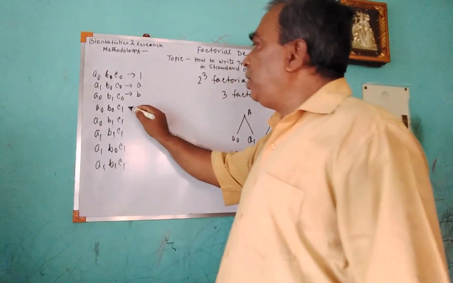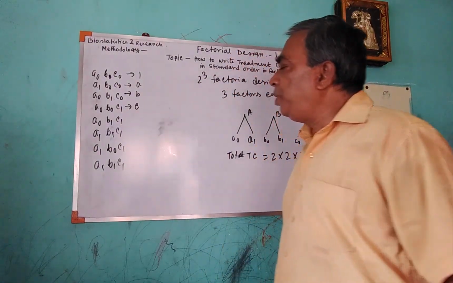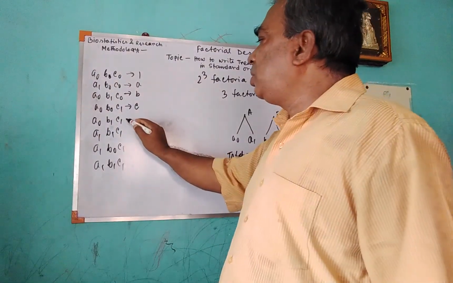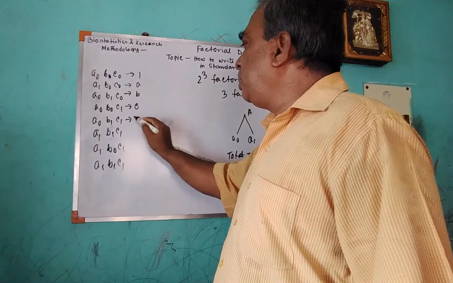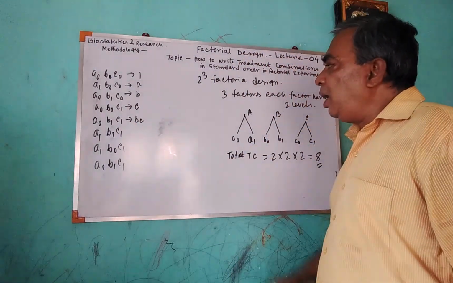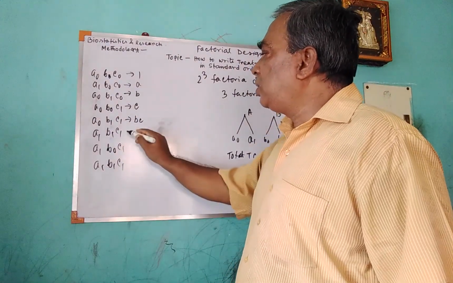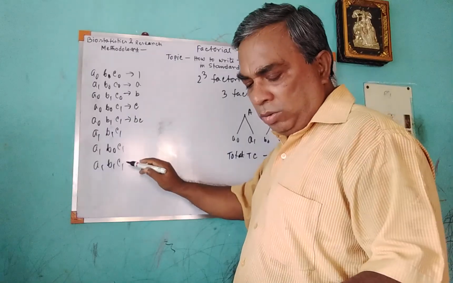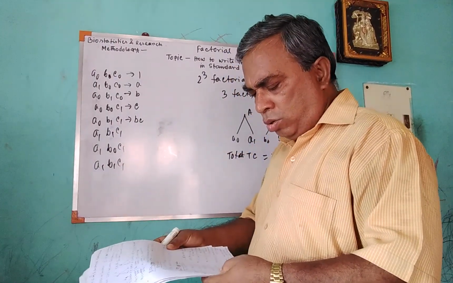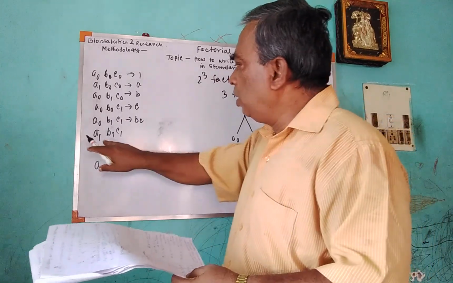Similarly, C means lower level of A, lower level of B, and higher level of C. Then BC means higher level of factor B, higher level of factor C, and lower level of factor A. This will be A0, B1, C1.